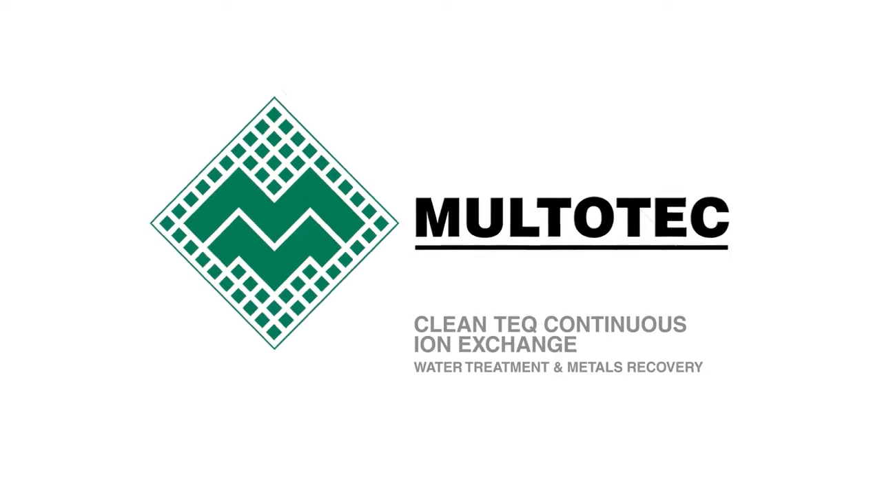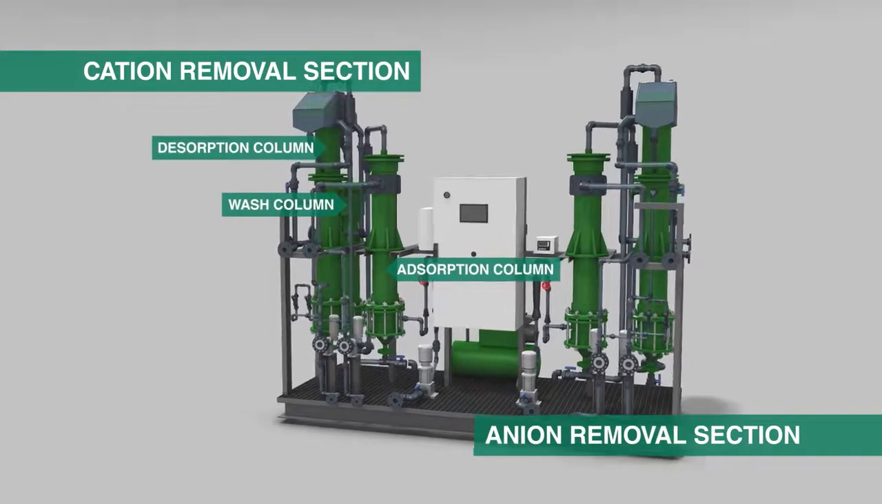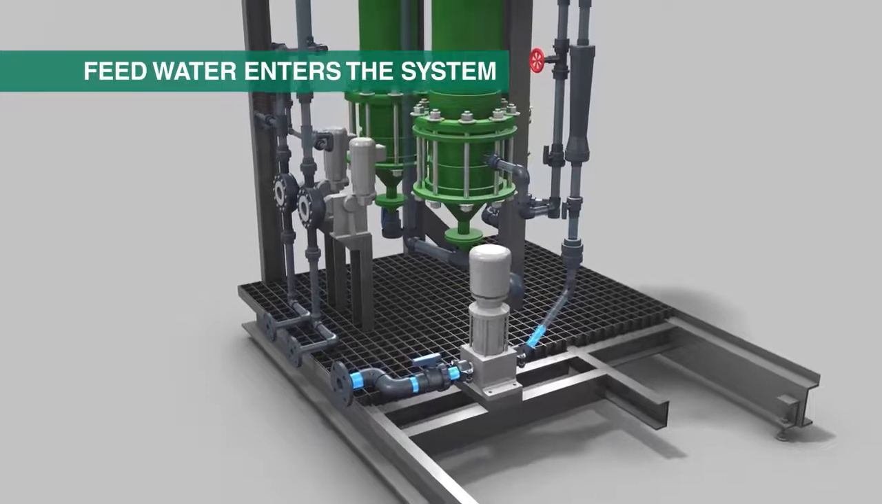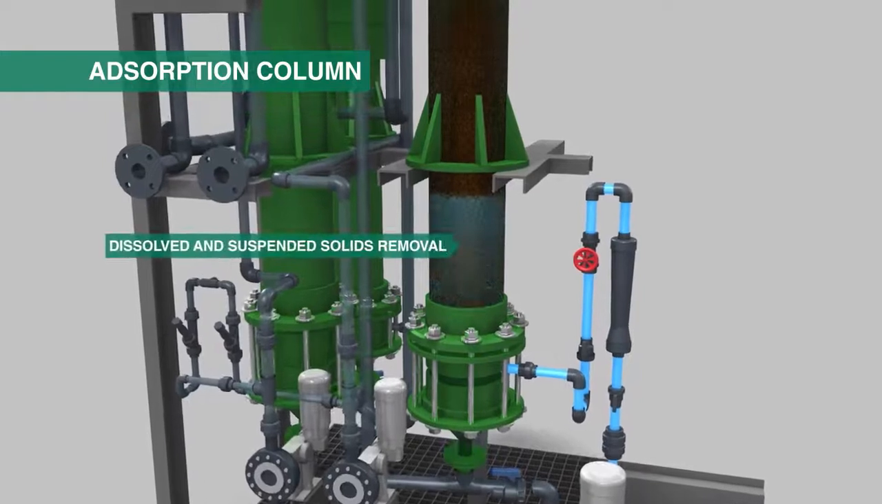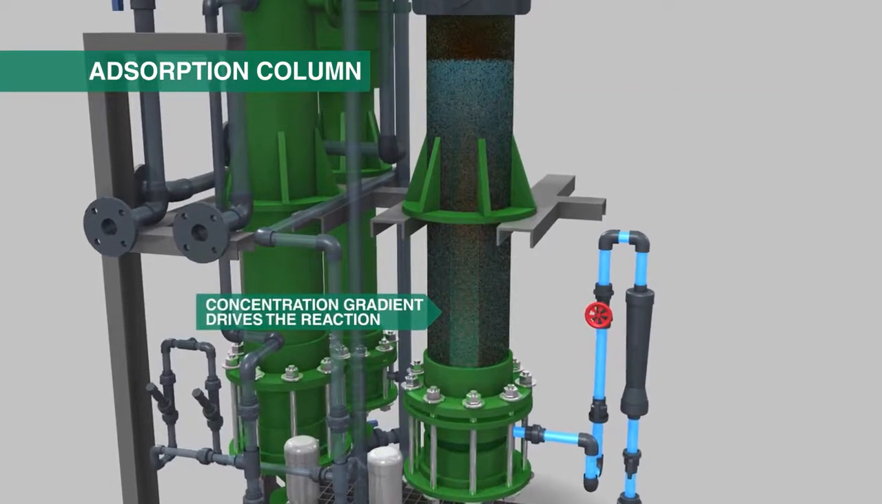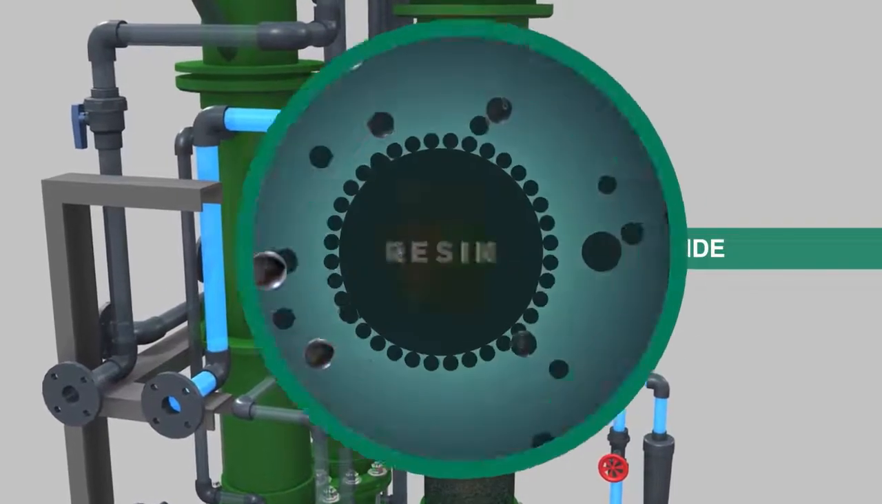Multotec, together with partners Cleantech, supply a continuous countercurrent ion exchange system to the mining sector, and the system works as follows. Considering the technology, this is our deselect system. Cation removal and anion removal sections consisting of an adsorption, desorption and a wash column. The contaminated feed water enters the bottom of the column and simultaneously removes TDS and TSS, while your fresh resin is added at the top countercurrently, and your clean product water then exits the top of the column.